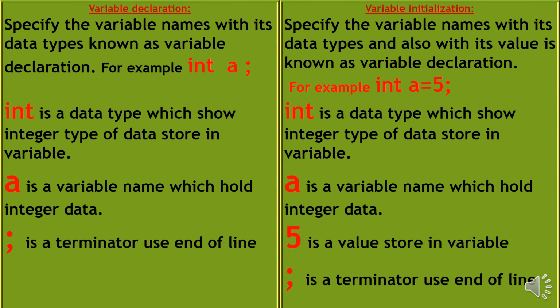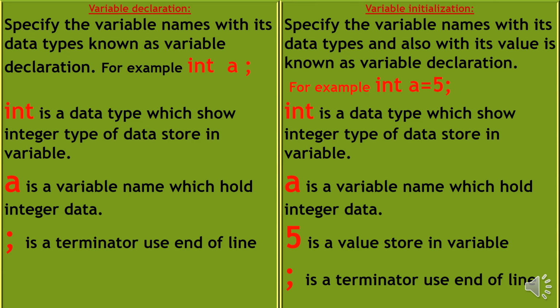What is the difference between variable declaration and variable initialization? Specifying the variable name with its data type is known as variable declaration. It means we declare a variable with its data type. This line is known as a variable declaration. Here is the example: int a; int is a data type which shows that integer type of data can be stored in the variable a. a is a variable name which holds integer data, and semicolon is the terminator that is used at the end of every line.